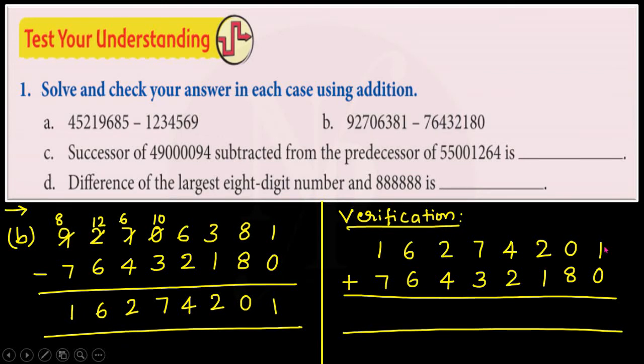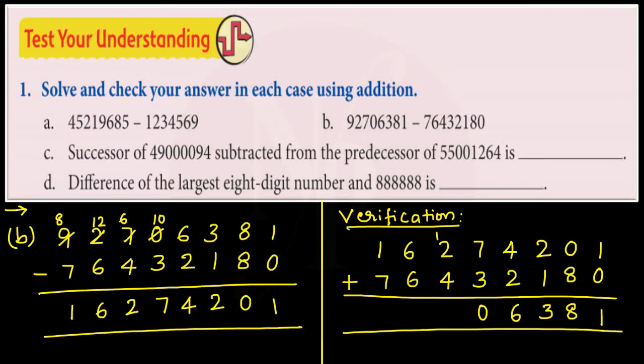0 plus 1 is 1. 0 plus 8 is 8. 2 plus 1 is 3. 4 plus 2 is 6. 7 plus 3 is 10. We write 0 here, 1 is carried forward.